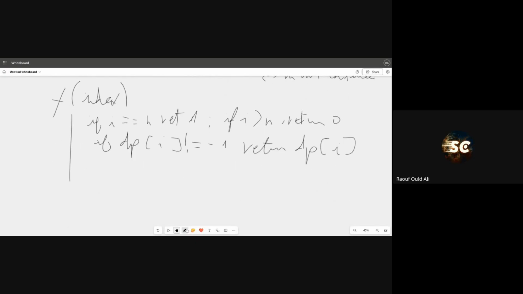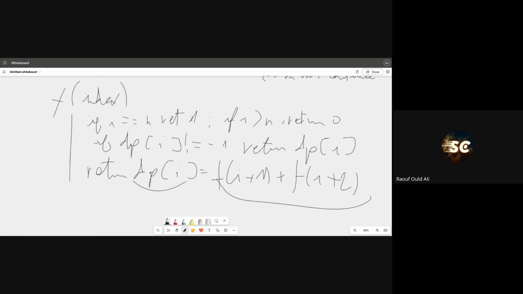And now we just return dp[i], which receives f(i+1) plus f(i+2). So basically, we are saving the result into dp[i], and we are returning it. And so the next time the function will be called for the same index, we won't recompute anything. We will just return it from the array. Okay? Does this make sense?